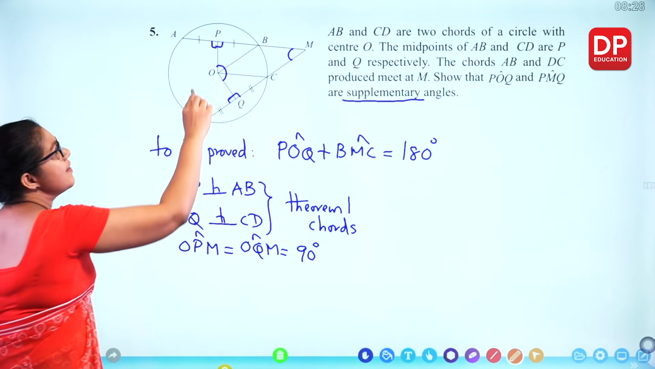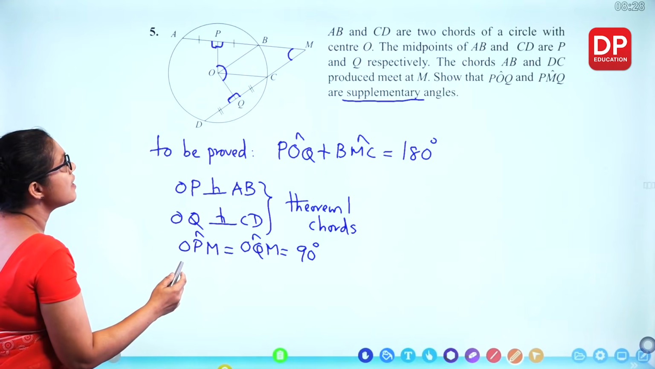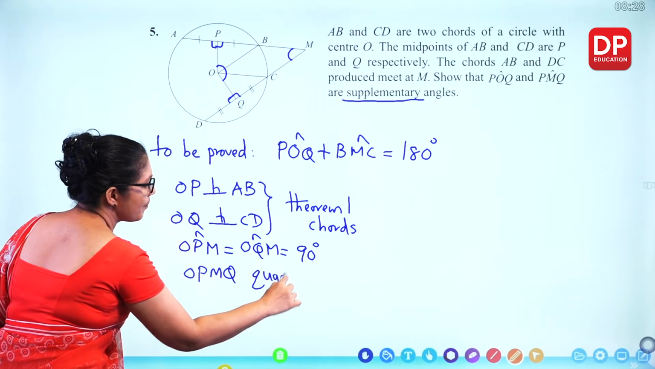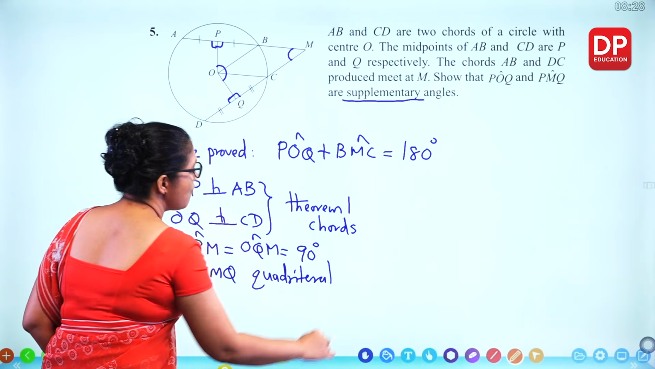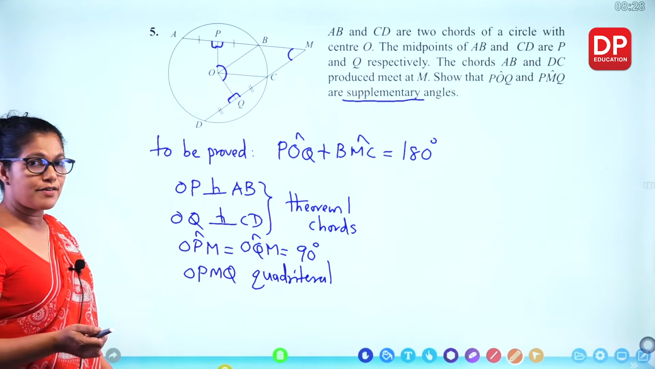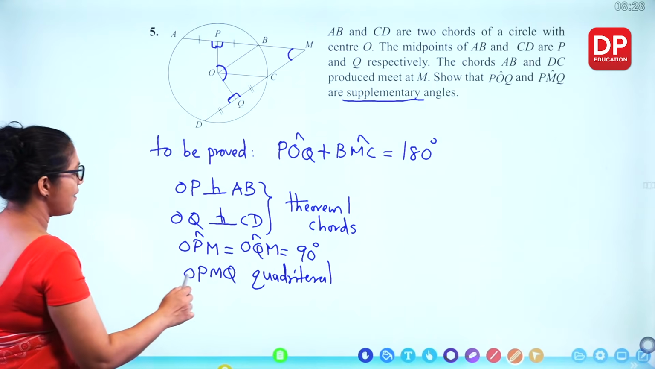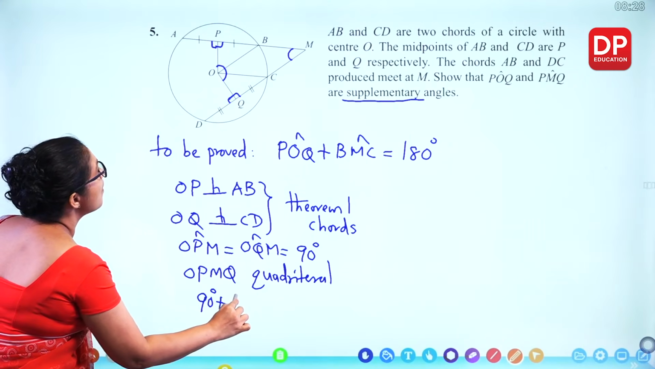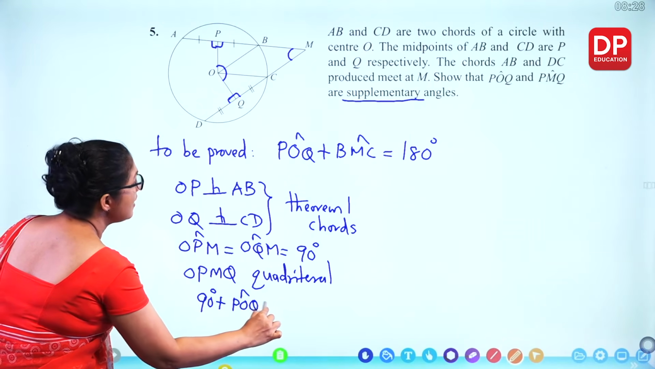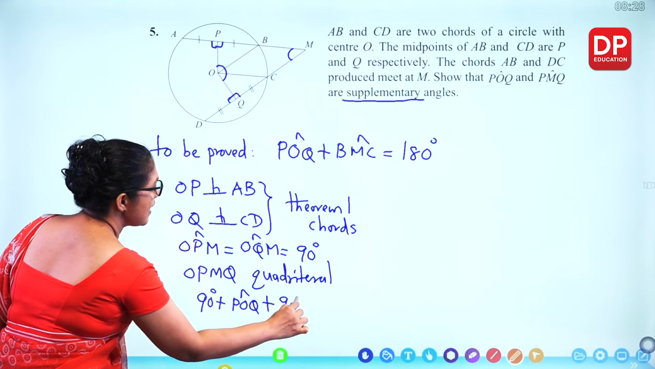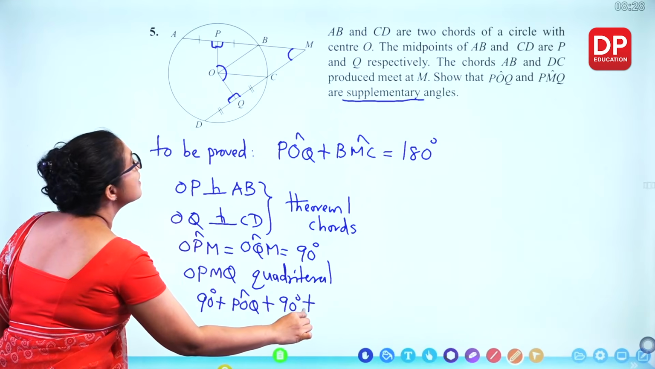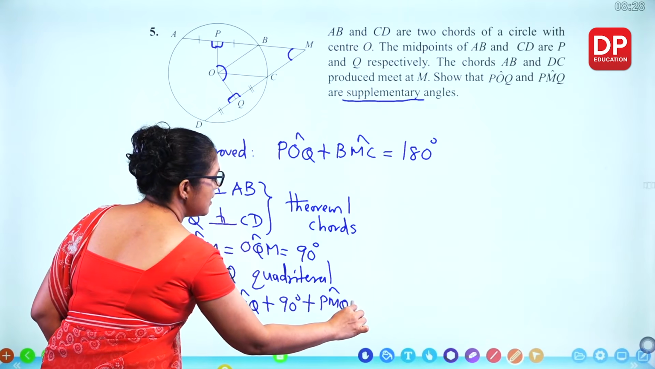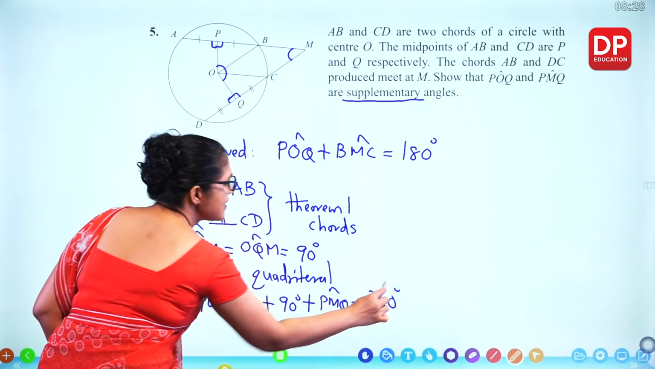So if these are 90 degrees, now think about the quadrilateral OPMQ. We know the sum of angles in a quadrilateral is 360. So we can write down 90 plus POQ angle plus 90 degrees again, plus PMQ angle, that should be equal to 360.